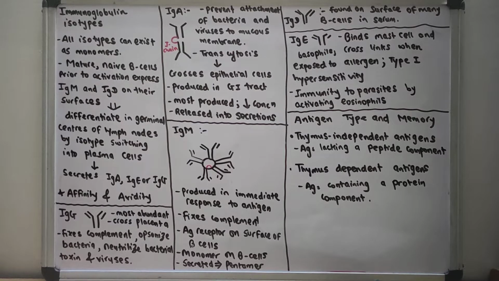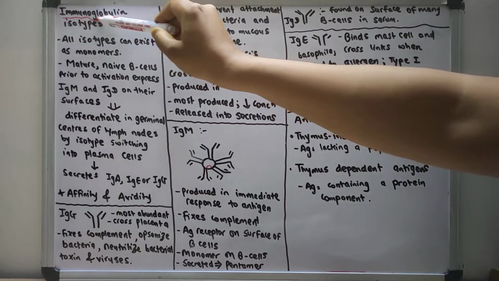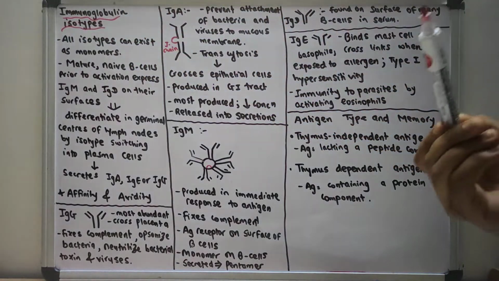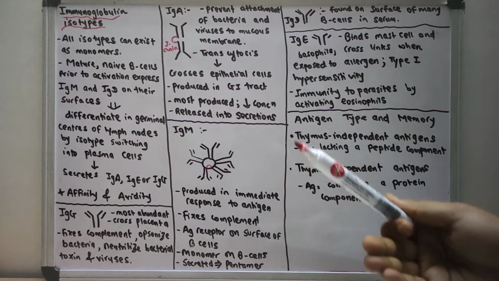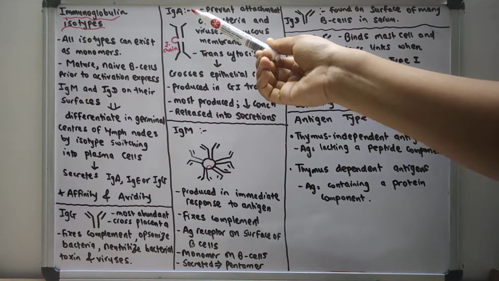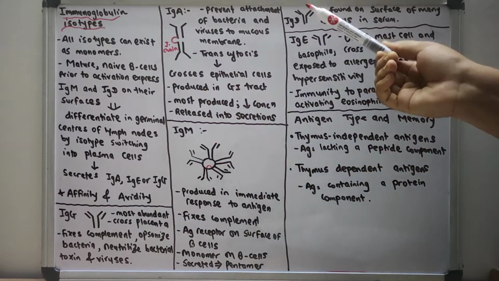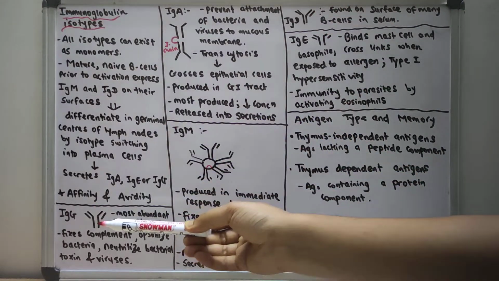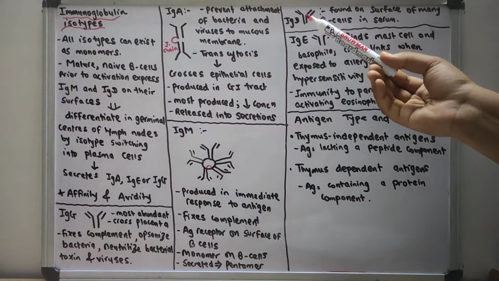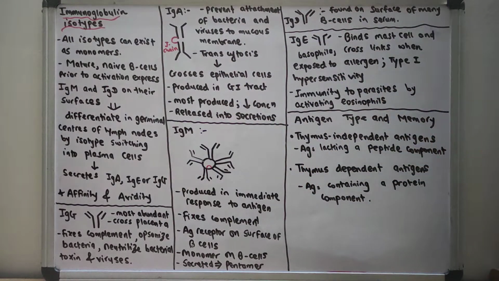Today we are going to talk about the immunoglobulin isotypes. You have to know that there are various isotypes of the immunoglobulin. Those are immunoglobulin G, immunoglobulin A, immunoglobulin M, immunoglobulin D, and immunoglobulin E. We call them IgG, IgA, IgM, IgD, and IgE.